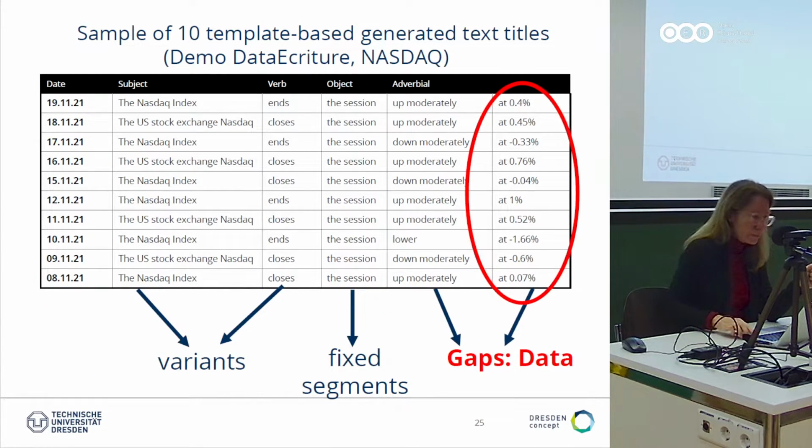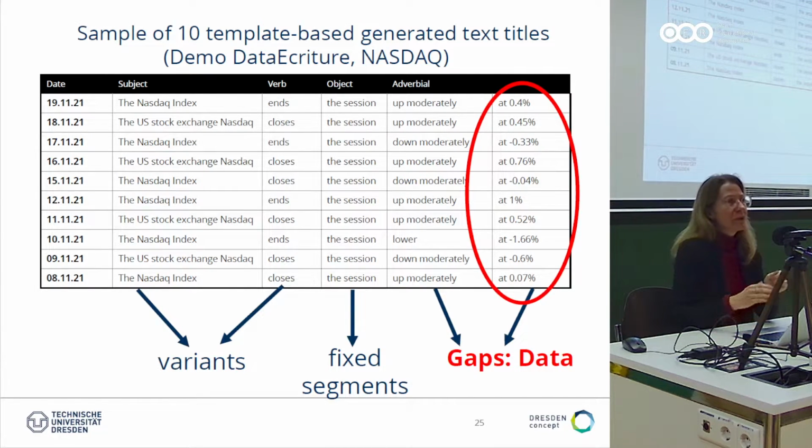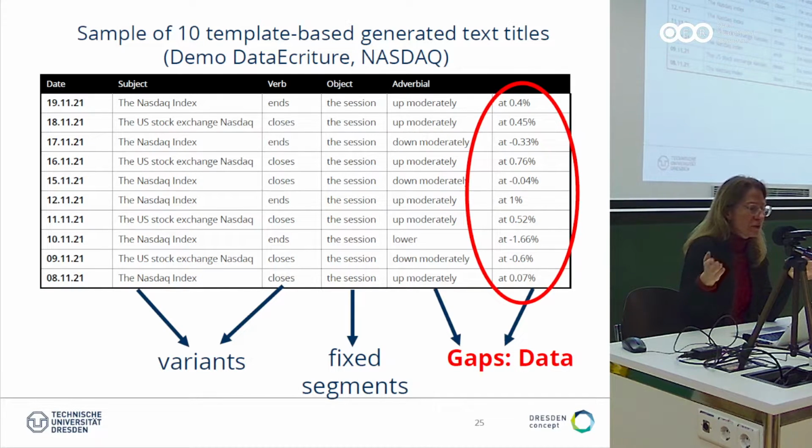So let's look at one concrete example. Here we have 10 template-based generated titles of an article in English. And what we can see very clearly, well, it's a simple sentence that I divided in syntactic constituents. So you have a subject, you have the verb, you have the object, and an adverbial. And what you can see very easily is that there is one segment that never changes. Here in this case, it's the object. In every title, there is the same segment, which is the session. So this is what we can call a fixed segment.